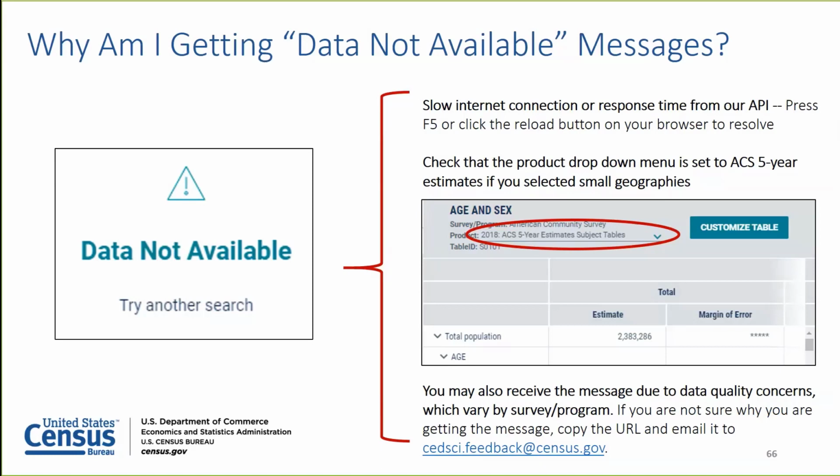And if data are not available, we do not have specific messaging on the site right now that tells you the difference between an issue of not returning the data, or the data not being there because of a data quality concern or something from a survey or program. We're working on getting that additional messaging. But if you're not sure why you're getting this message and you've tried a couple of times and you're still getting it, please copy the URL and email it to us, and we'll help you dig and find the answer.